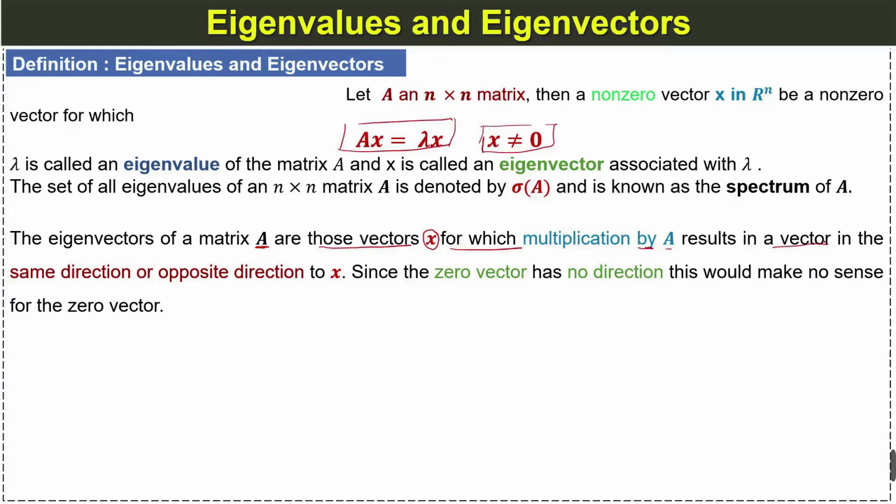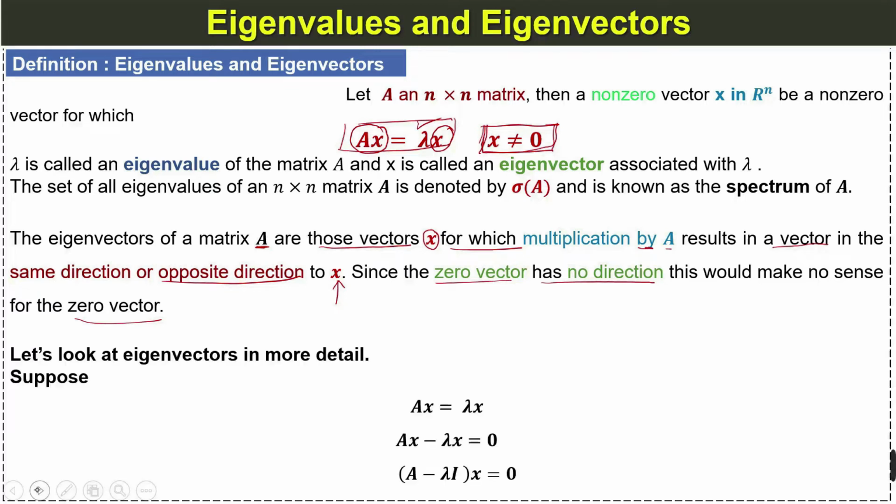Okay, here we can see that the product of this one is again a vector, a scalar multiple in the same direction or opposite direction to the vector x, and since the zero vector has no direction, this would make no sense for the zero vector. Okay, so that's why we say that the vector x cannot be equal to 0, because the zero vector has no direction and this makes no sense. Okay, so next let's look at eigenvectors in more detail.